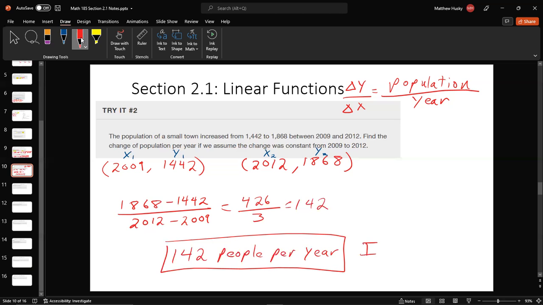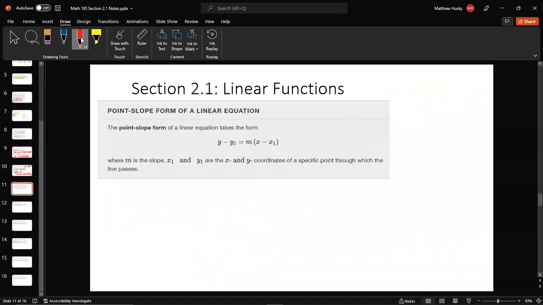And that is increasing because it is positive. Intuitively, that should make sense because, as you can plainly see, the population went up between those two years, so it would make sense that it would increase. So there you go. That is that one. Let's see what else we have.